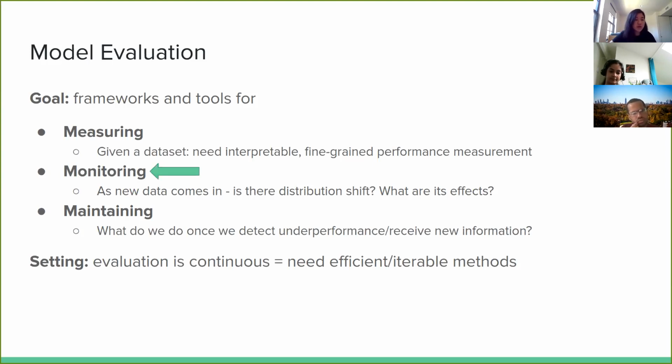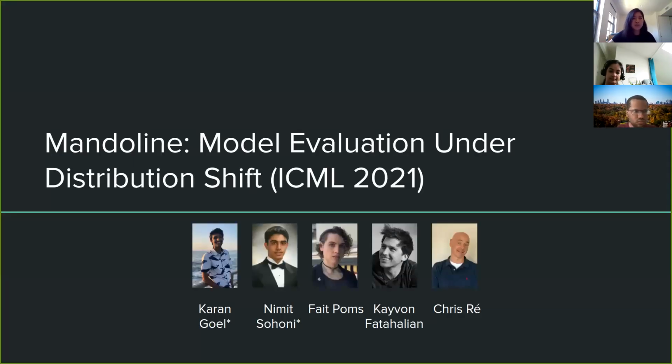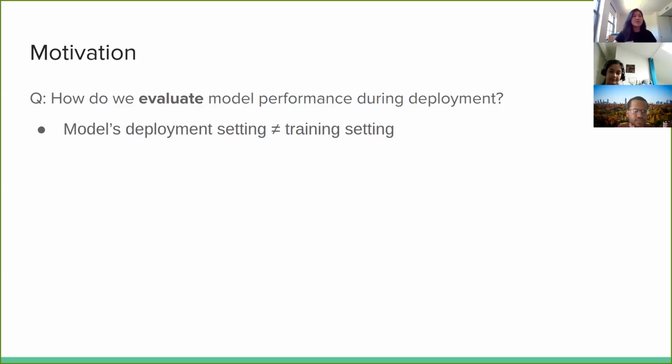So for the majority of this talk, we'll focus on work done in the monitoring step, so identifying distribution shift and correcting it, which brings us to the paper that my collaborators and I wrote for ICML this year, along with Karan and Nimit from my lab, and in collaboration with Faye, Kayvon, and my advisor, Chris. I'll go a bit more into technical detail about what this work is.